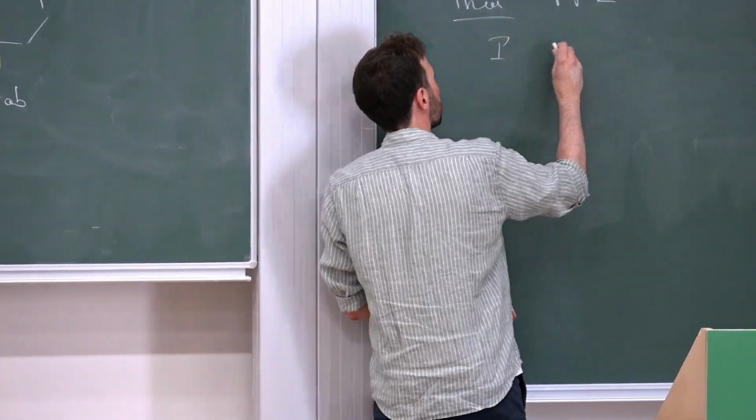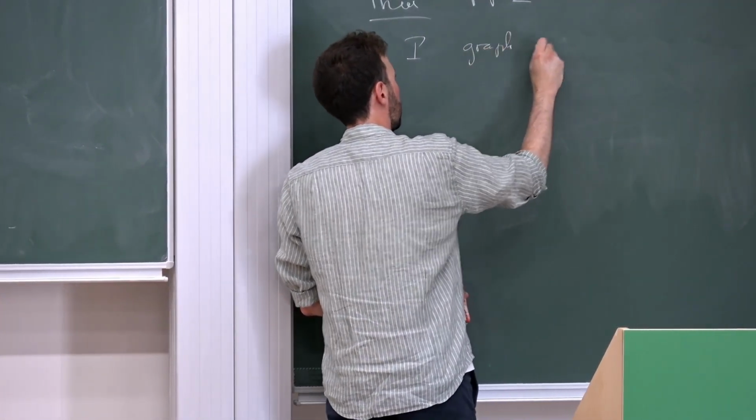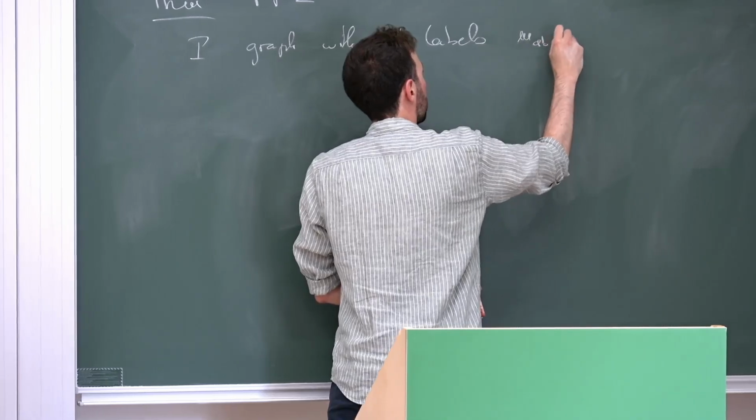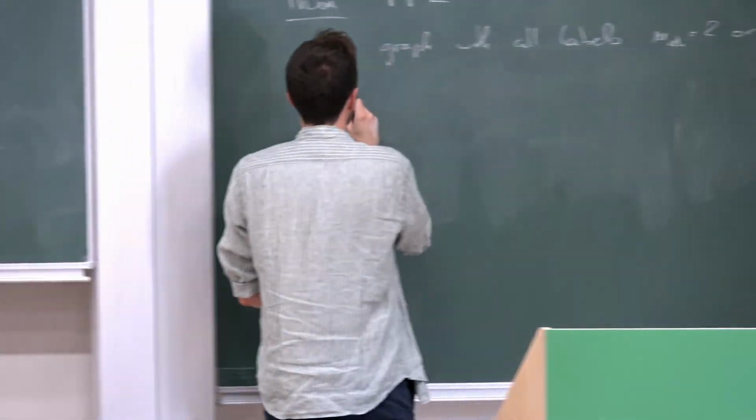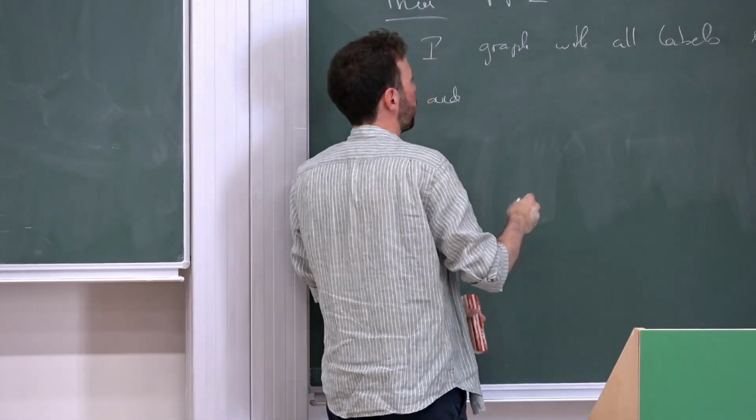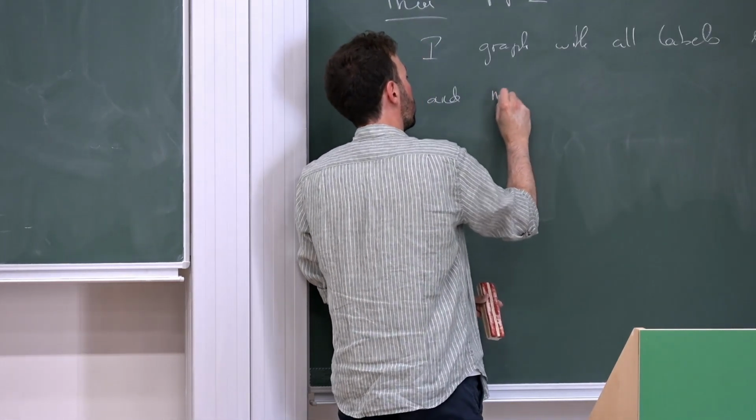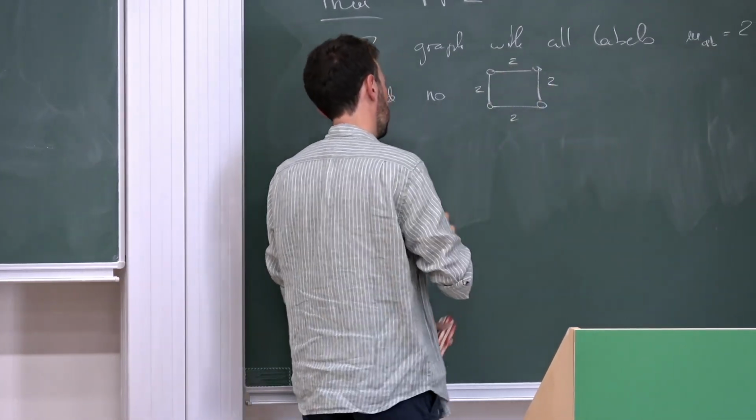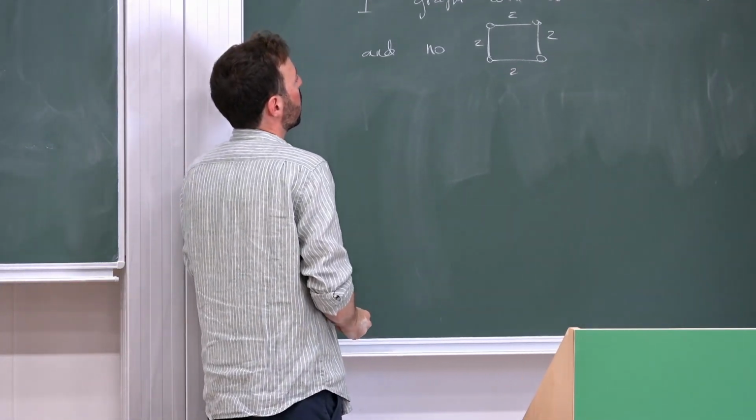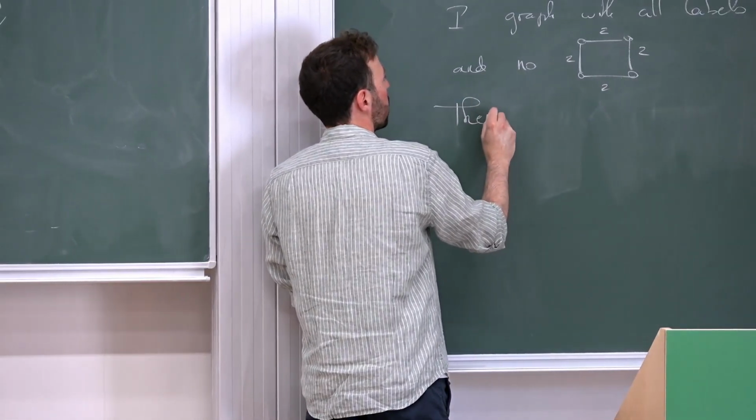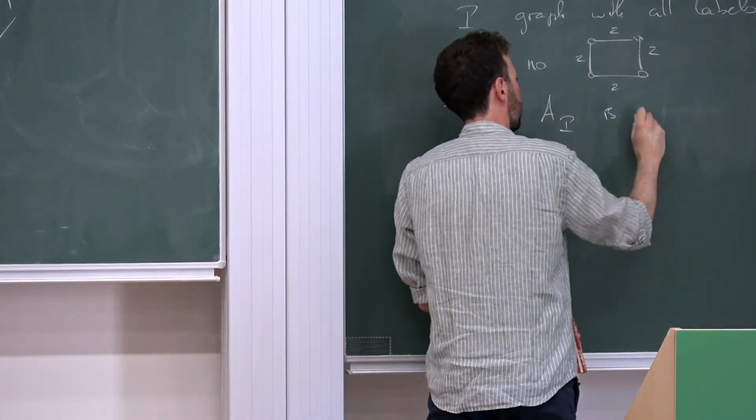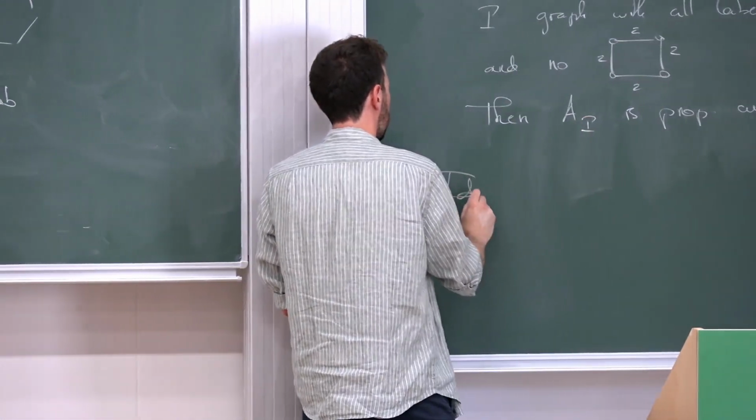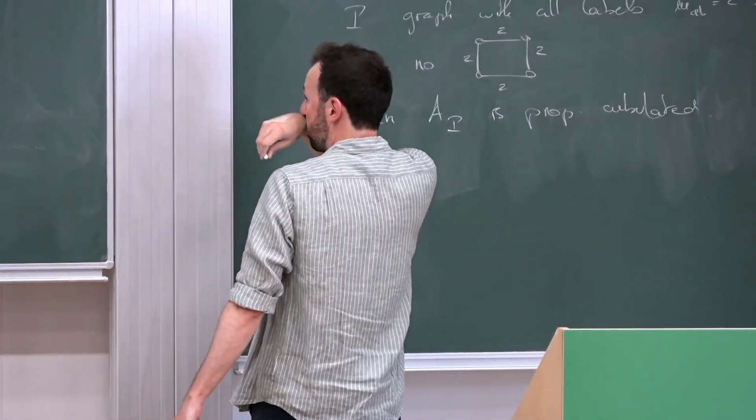So let gamma be the graph with all labels m_ab equal to 2 or at least 8, and there are no subgraphs of this form, 2, 2, 2, 2, then A_gamma is properly cubulated.